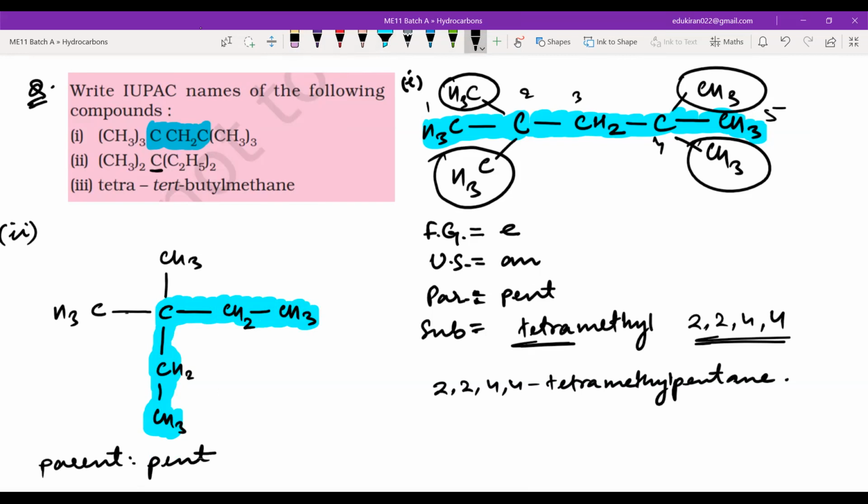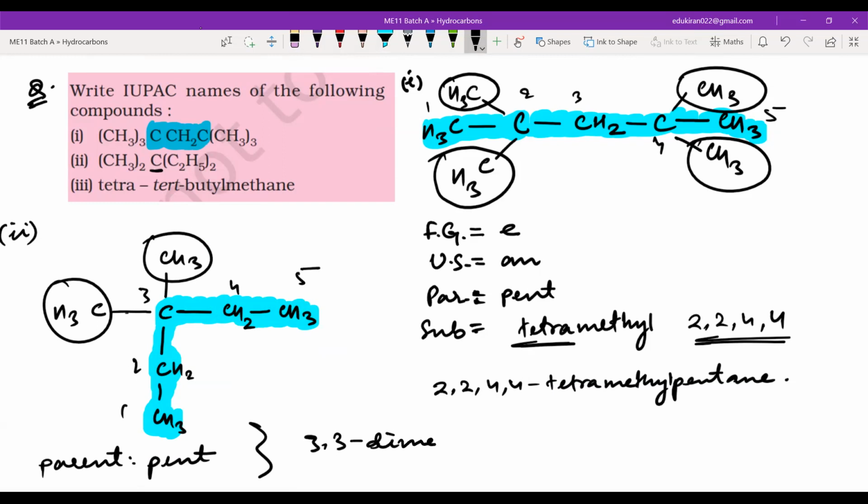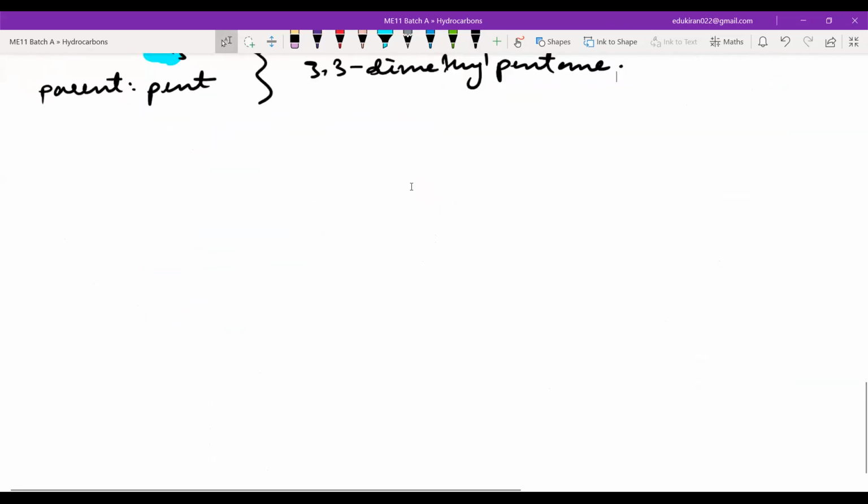So it will be methyl and methyl, 2 methyls. So 1, 2, 3, 4, and 5, same thing. So we'll have 3,3-dimethylpentane. Okay. Have you written the question? Yes, sir. Okay, then we have tetra tert butyl methane.